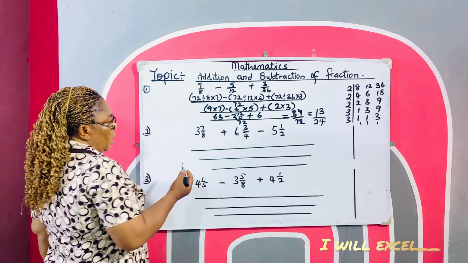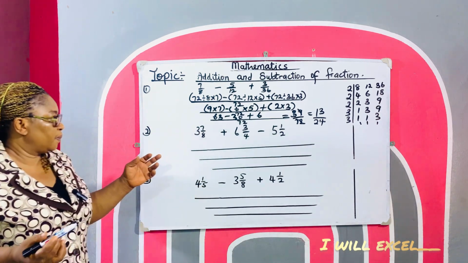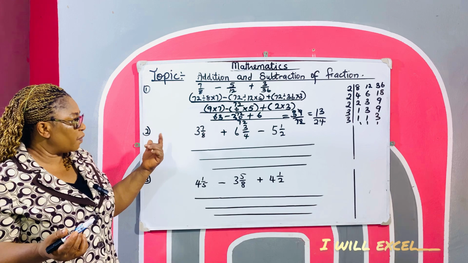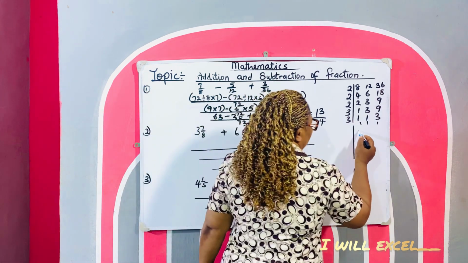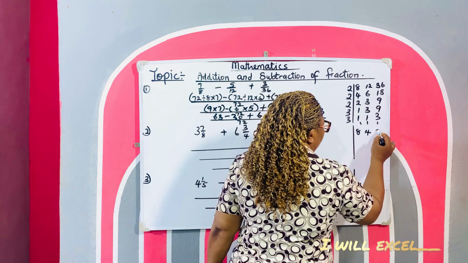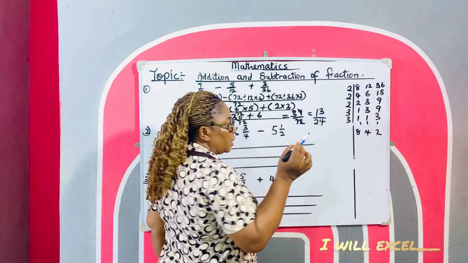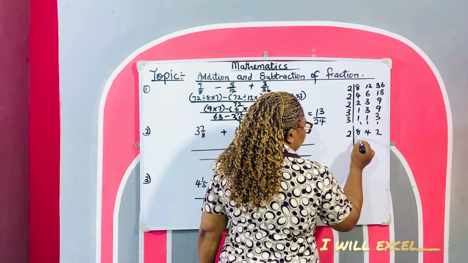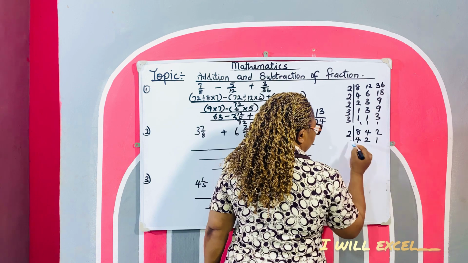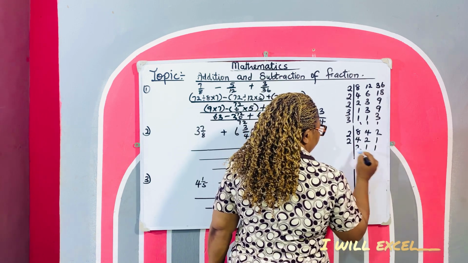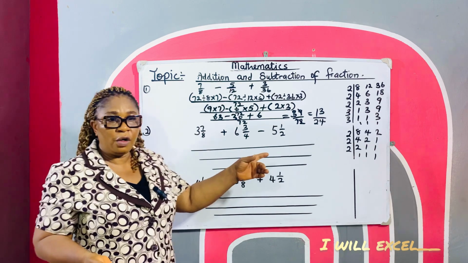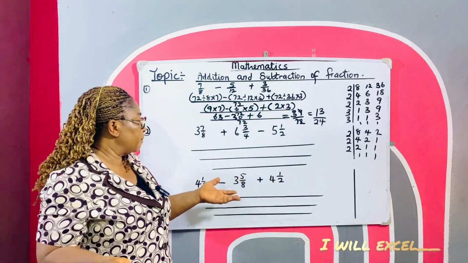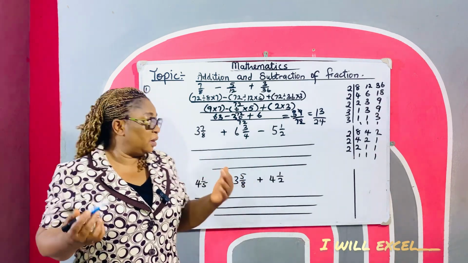Okay. Let's go to number 2. Let's find the LCM of 8, 4, and 2. The number 2 will start. Good. 2 times 2, 4. 4 times 2, 8. So the LCM here is 8.